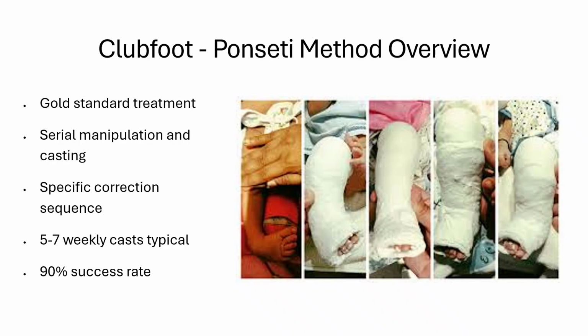The method involves serial manipulation and casting, where each weekly cast holds the foot in a progressively more corrected position. The process typically requires 5 to 7 weekly casts, though some feet need fewer sessions while others require additional correction. The 90% success rate reflects the method's effectiveness when performed correctly and consistently.